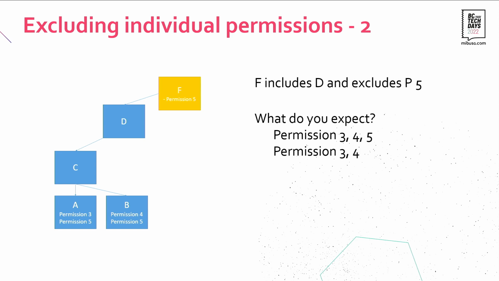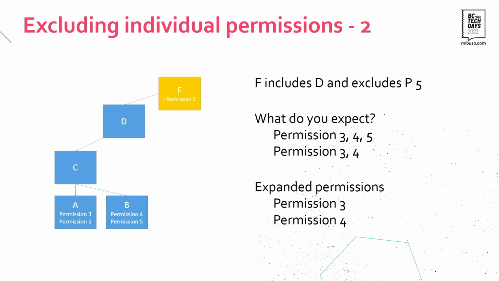So now we have a new one that includes D and excludes permission 5. What would you expect here? 3, 4, 5, or only 3, 4? Because you did notice that permission 5 was there twice. Give it a little thought. Well, you have permissions 3 and 4 left, because you had the list of 3, 4, 5. Now we remove 5, so you have 3 and 4 left. So far, so good. As long as we're talking about individual permissions, this is easy.